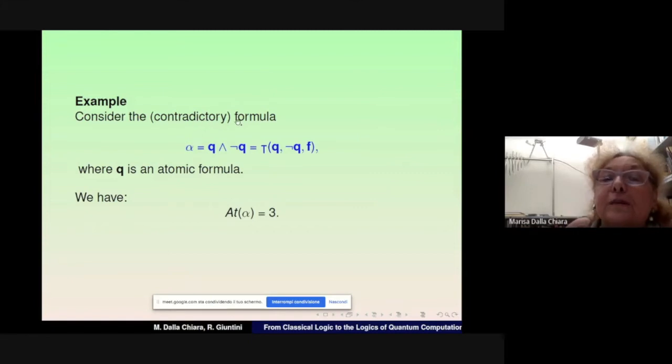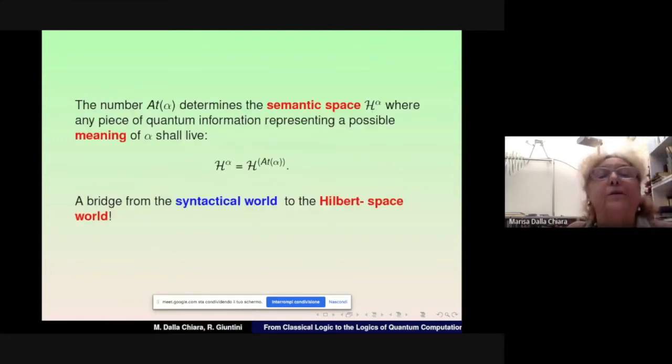Consider the contradictory formula alpha, Q and not Q. By definition of conjunction, Q and not Q is the Toffoli connective applied to the triplet Q, not Q, F. Q is an atomic formula. We have three occurrences of atomic formulas, Q, Q, F. So the atomic complexity of our formula alpha is simply 3, a very trivial concept.